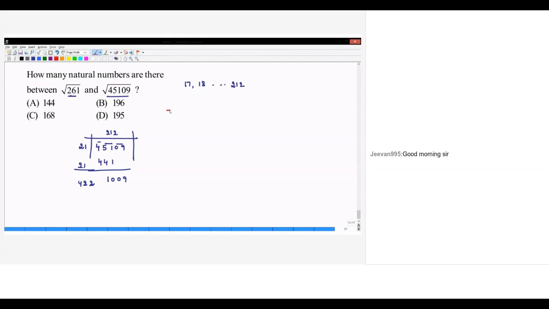Then the number of natural numbers: from 212 you subtract 16. You'll get 196 numbers. Because from 1 to 212 there are 212 numbers, but the first 16 are missing. Therefore you can say it is 196 numbers.